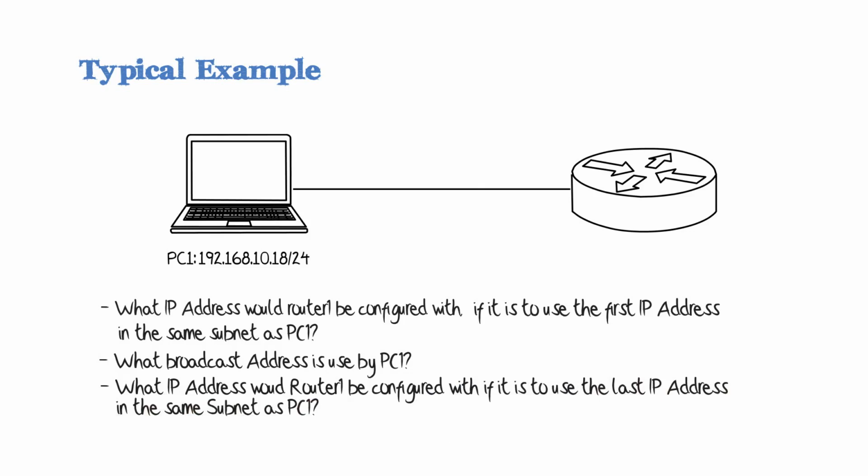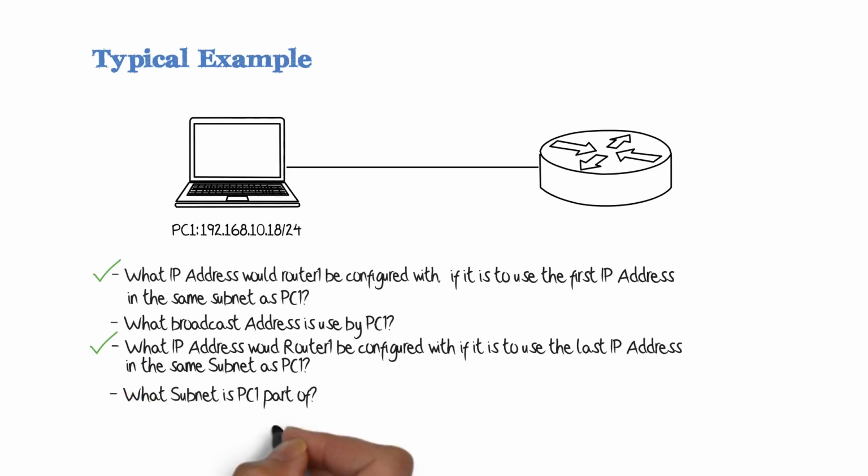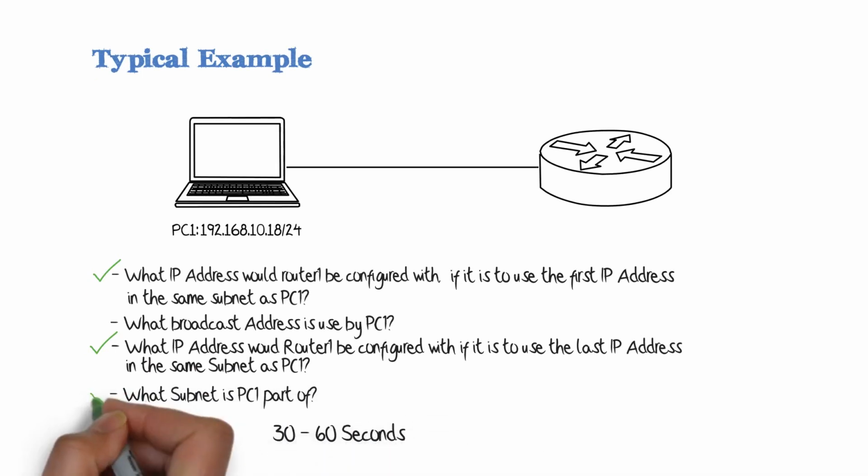So the first question was, what IP address would the router use if it's configured with the first IP address? And the third one is, what IP address would it be configured with if it were configured with the last IP address in the subnet? And fourthly, a question could be, what subnet is PC1 part of? So you should, within 30 to 60 seconds, be able to answer those questions. And I'm going to show you how to do that now.